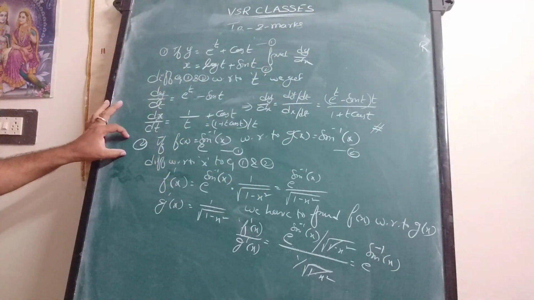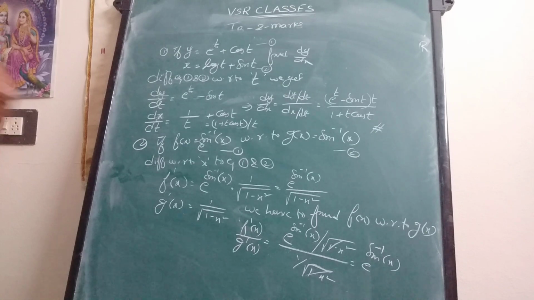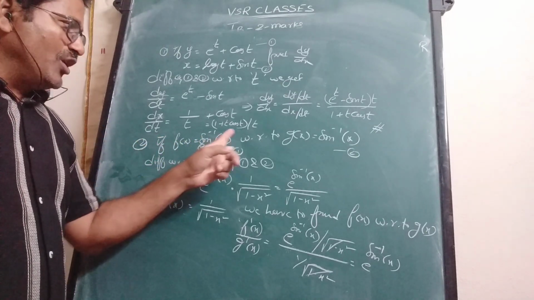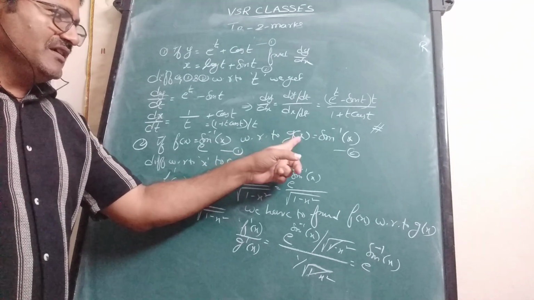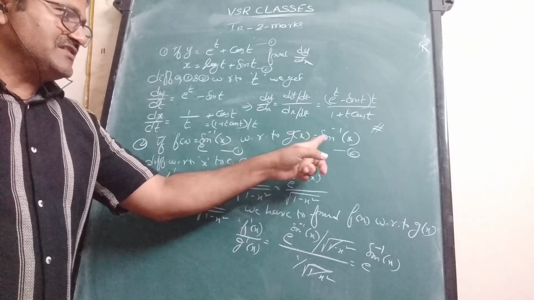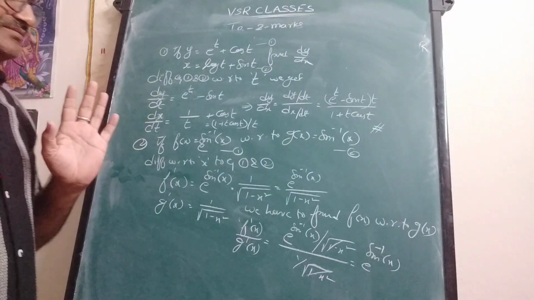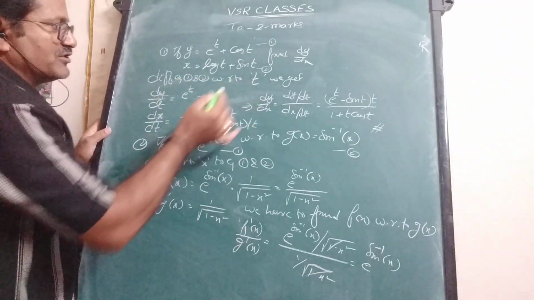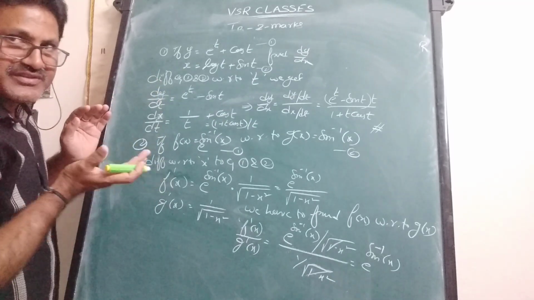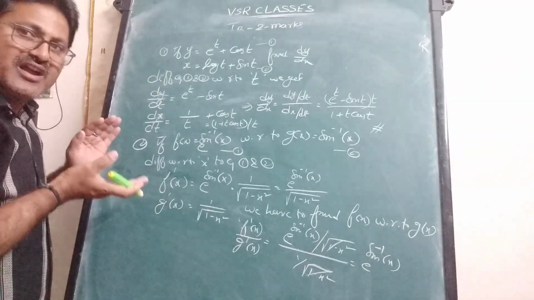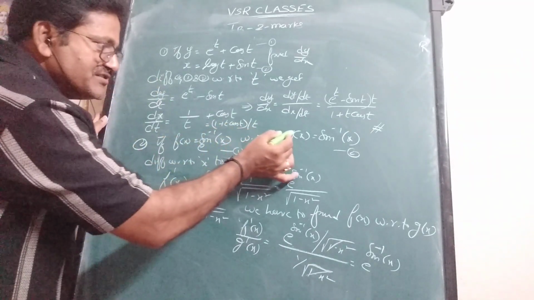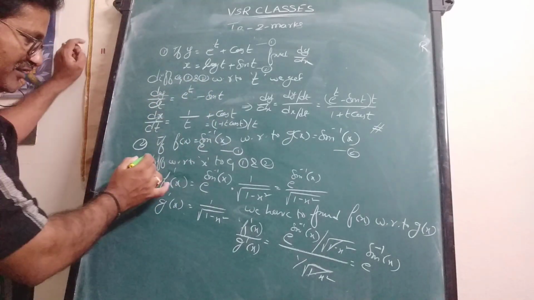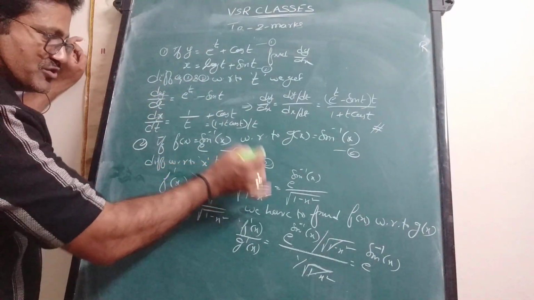Now we'll go for the second problem. Such problems are very important. If f of x is equal to e power sin inverse x with respect to g of x equal to sin inverse x. Okay. Now we have to find with respect to, which means that should come in the denominator. Here also g of x should come in the denominator. See here, differentiating with respect to x, equations 1 and 2.